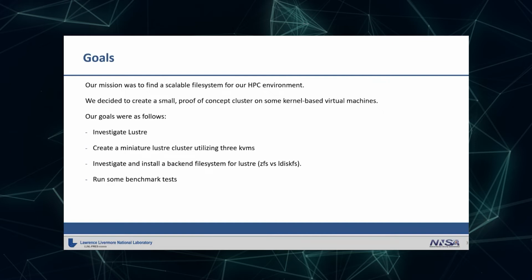So we created a miniature Lustre cluster utilizing 3 CentOS 7 KVMs. And then finally, we wanted to install and investigate a backend file system for Lustre. So we had 2 options, ZFS or LDiskFS. And for reasons that we'll get into in a bit, we chose ZFS. But basically, it is just better at memory management, so we chose that one. And then after we were done installing it, we wanted to run some benchmark tests, mainly just comparing Lustre utilizing some JBODs, which stands for just a bunch of disks, to Lustre utilizing its local memory, and compare its speed with and without Ethernet.